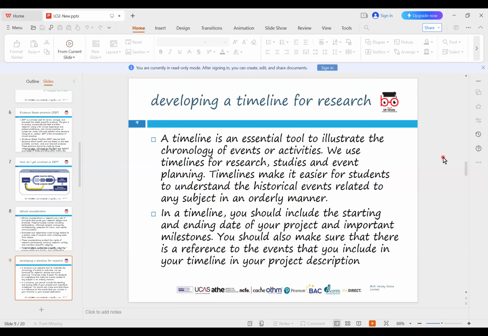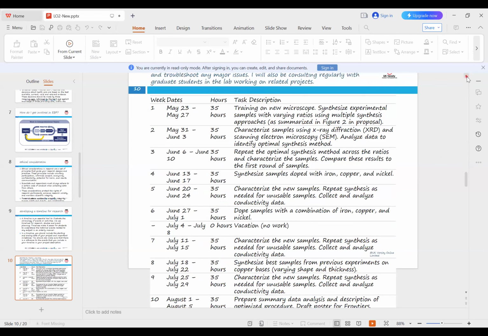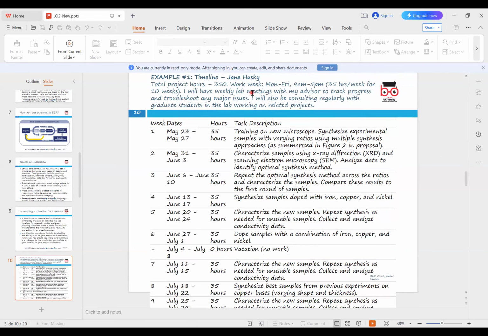You should also make sure that there is a reference to the events that you include in your timeline in your project description. So for instance, if I want to make a timeline over here, you might have a timeline for Jane, let's say. Your total project hours might be 350.